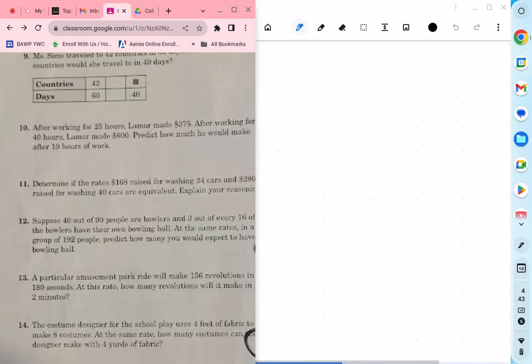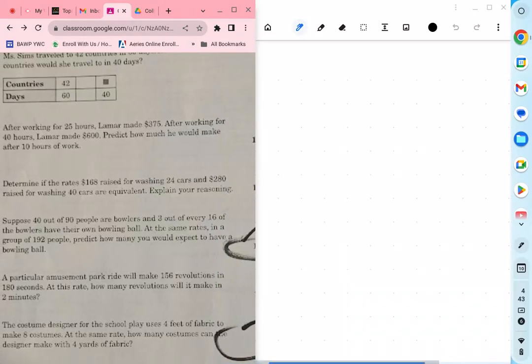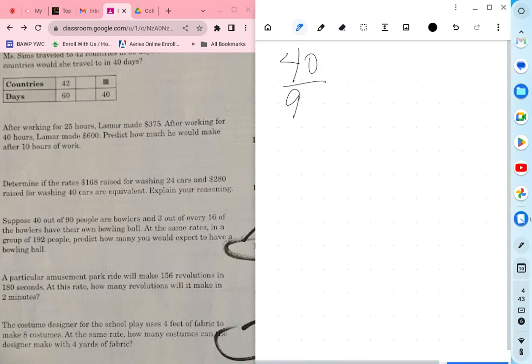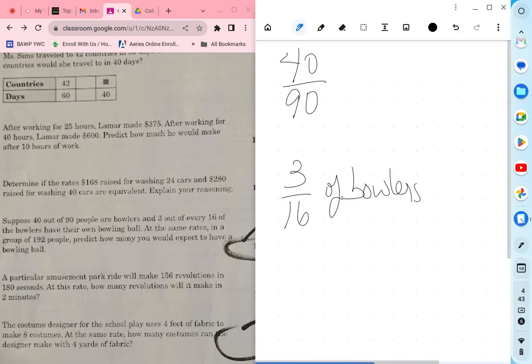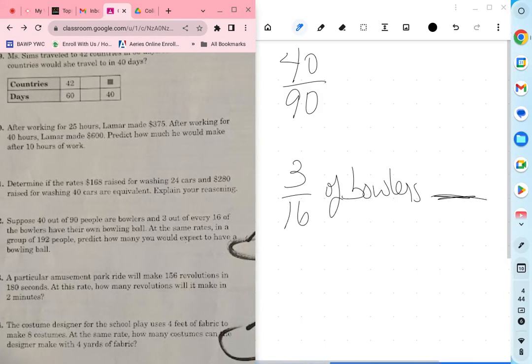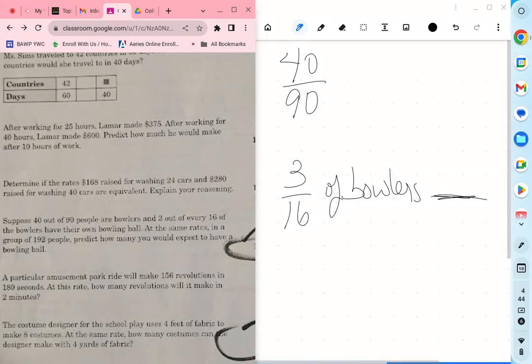All right, so the first part that we need to know is we're dealing with ratios. So we have a 40 out of 90, and we also have a 3 out of 16. But we need 3 out of 16 bowlers who have their own bowling ball. We don't have a number of bowlers yet. That's what we're trying to find out. We have to make what we call a prediction, how many you would expect to have a bowling ball.